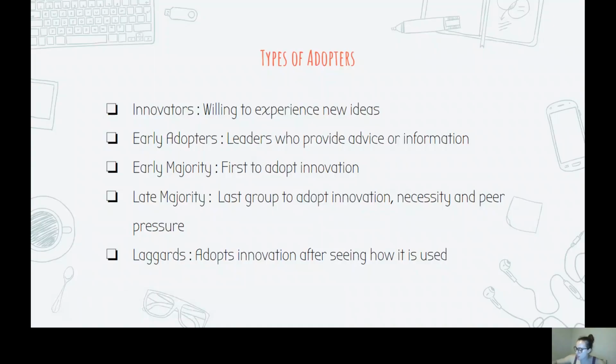So the types of adopters in the Liberty University video titled The Different Innovation Adopters, we're first introduced to these five. We have the innovators, who are willing to experience new ideas; the early adopters, who are leaders to provide advice or information; the early majority, the first to adopt the innovation; the late majority, the last group to adopt the innovation, and they typically do it out of need and the peer pressure applied to them; and then the laggards. They adopt the innovation after seeing how it is used already.